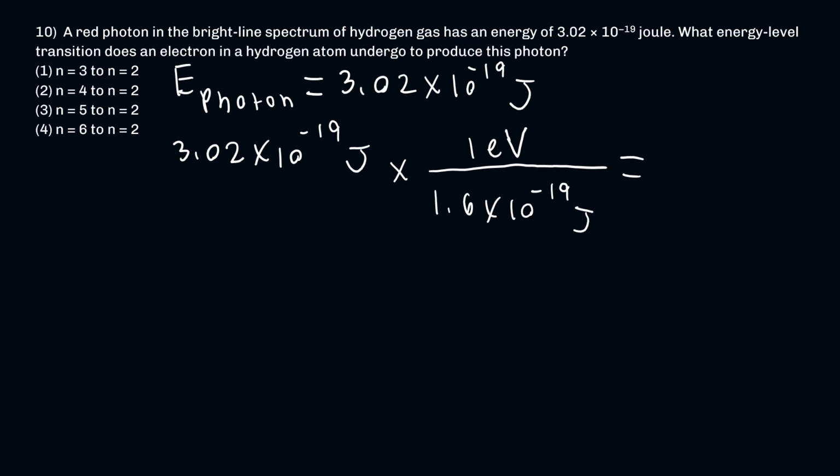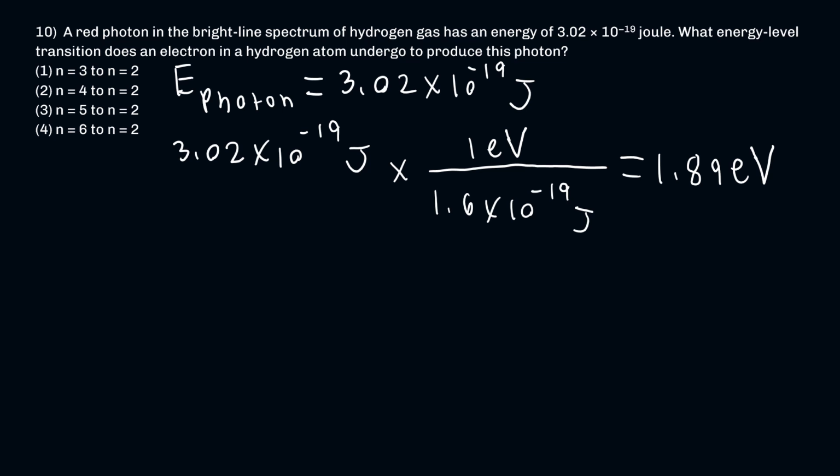So just plug this into your calculator and you should end up with the energy of the photon now in electron volts. So 3.02 times 10 to the negative 19th, divide that by 1.6 times 10 to the negative 19th. And you're going to end up with my energy in electron volts as 1.89 electron volts. All right, so now all I do is look at my answer choices and see which one of them is going to produce an energy of 1.89 electron volts.